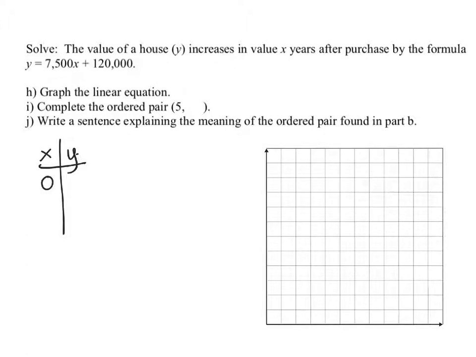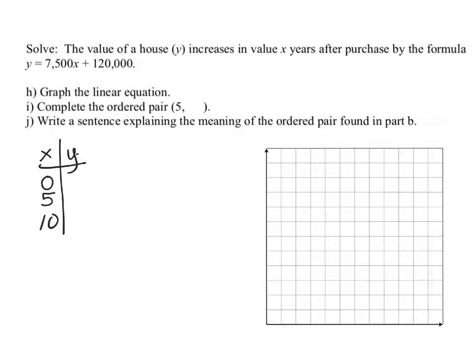That would be the value of the home at the time of the purchase, so x equals 0. Negative values for x wouldn't make sense for this problem. We can look at values such as x equals 5 and x equals 10. You can go on further than that. Let's go ahead and plug in these values for x and solve for the corresponding y values.